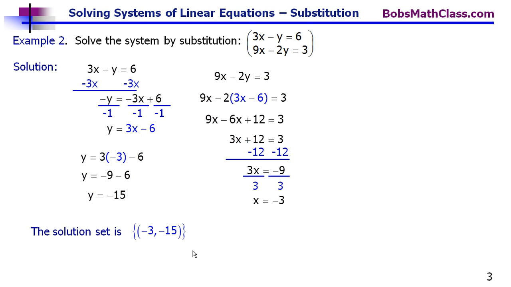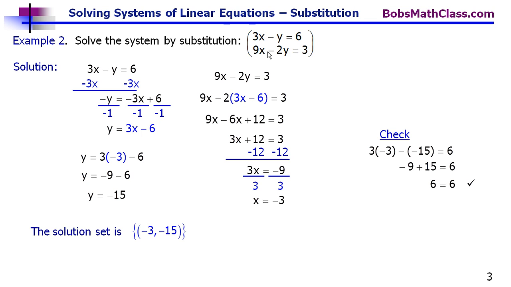Yeah, you're right. Let's do the check one more time. Replace x with negative 3 and y with negative 15 into both rows. Start with the first. So 3 times negative 3 minus, and then replace y with negative 15. And that should come out to be 6 if we did our math correctly. Let's see, 3 times negative 3, that's negative 9. And then minus a negative 15, that'll turn into a plus 15. And negative 9 plus 15, that is 6. Alright, halfway done with the check.